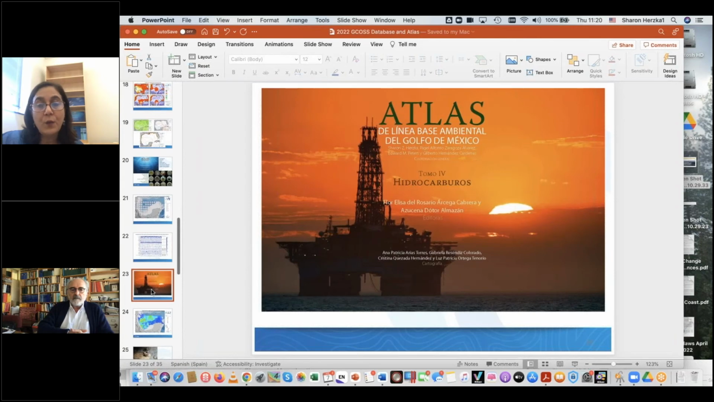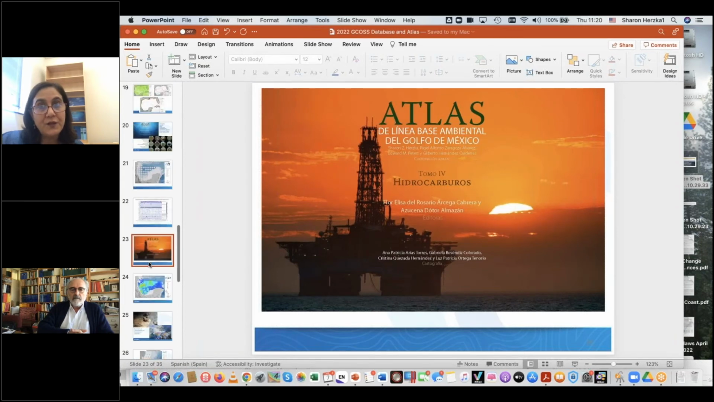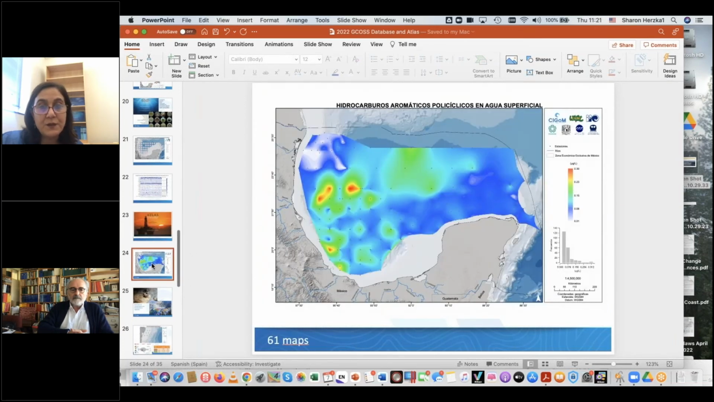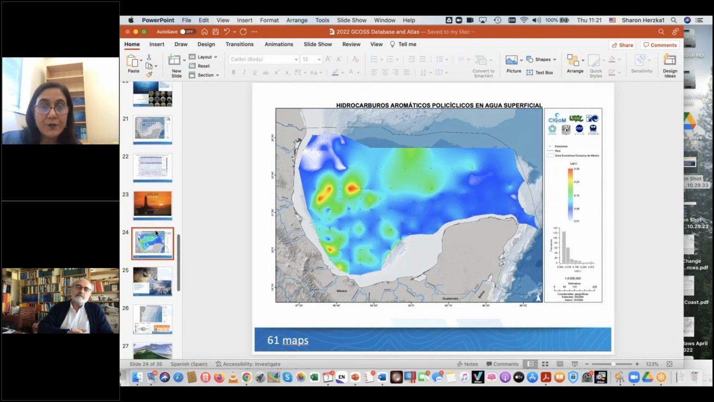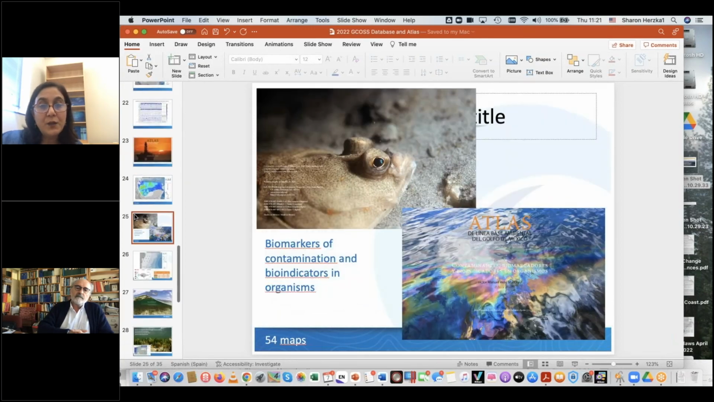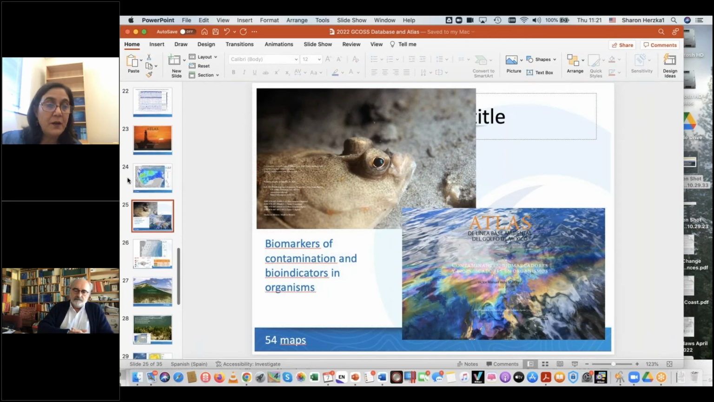Another of the volumes deals with the hydrocarbon concentrations in the Gulf's waters, and also the sediments. And here we integrated data from different institutions into maps. This is, for example, the PAHs in surface waters, and we have concentrations, and we also have these histograms of the distribution of the values to allow people to see what the variability in those ranges is.